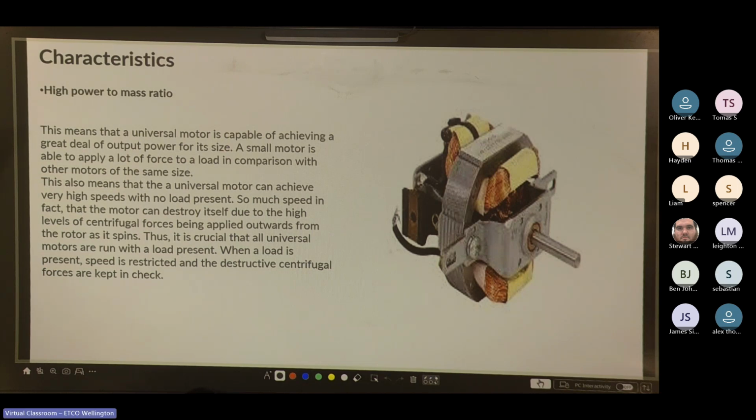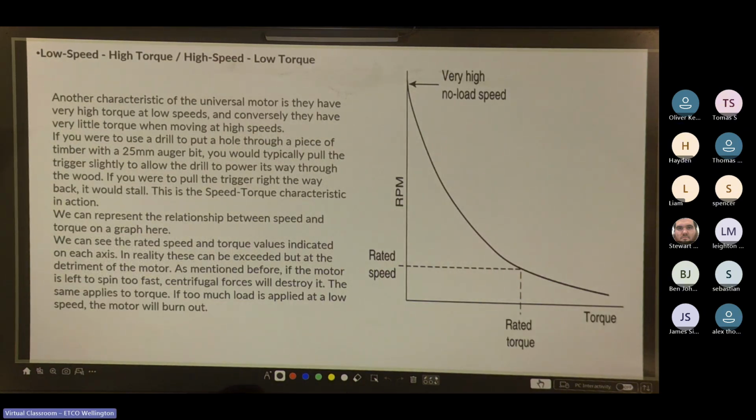And also all of your battery drills and impact drivers are universal motors. So they can put out a lot of torque. Impact wrenches are universal motors. Cool. It's why we can get low speed, high torque and high speed, low torque out of them. Another characteristic of the universal motor is they have very high torque at low speeds, and conversely, they have very little torque when moving at high speeds.